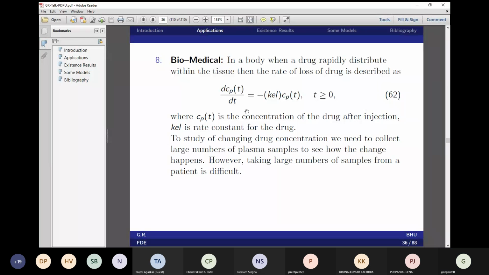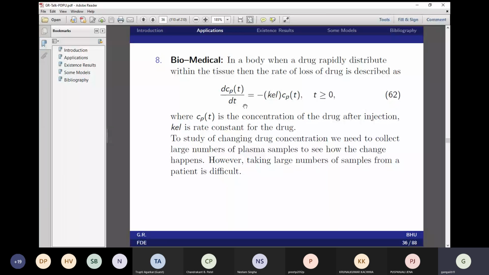But when will this model not be used? To study the changing drug concentration, we need to collect a large number of plasma samples to see how the change happens. However, taking a large number of samples from the patient is very difficult. So if we take this model, this is very dangerous for the patient. So what will we do?